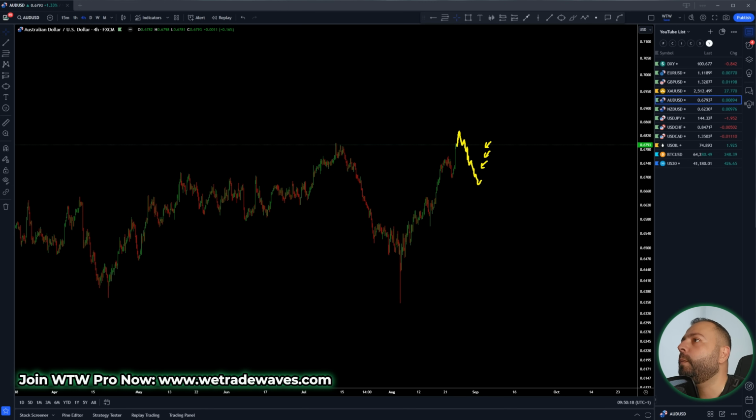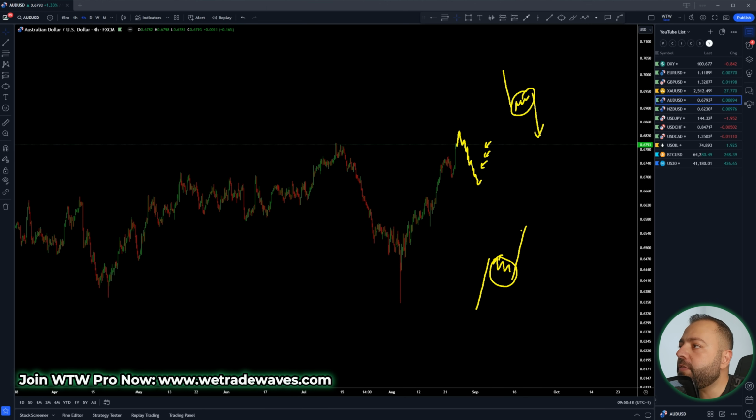Any corrective structure starts with an impulse. Never ever forget that. Impulsive wave, corrective structure, impulsive wave. Like I said, for every move up, we'll get another move up. Anything in between is called a corrective structure. For every move down, we'll get another move down. Anything in between is called a corrective structure.